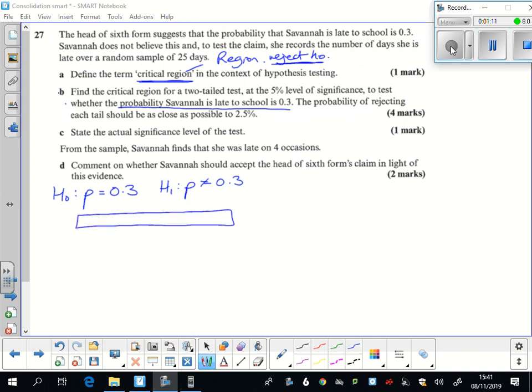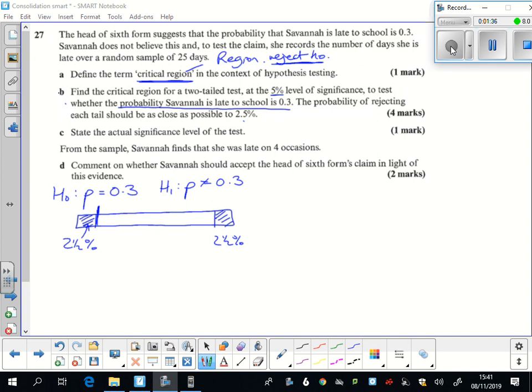Now I like to think about this as a little bar here, a little continuum. Down the ends here, we've got a critical region. And this critical region and this critical region will add up to the significance level, the 5%. So it's going to be 2.5% at each end. What we're going to try and do is find the probability at which we can get up to here as close to 2.5% as it can be.